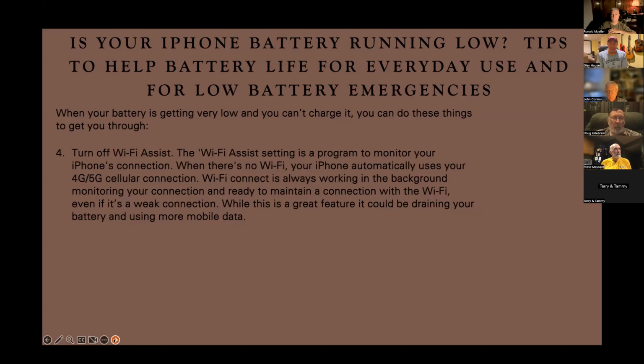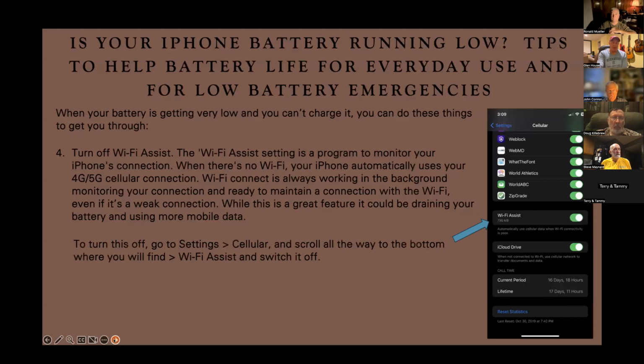So you can go in and turn this off. To do that, go into Settings, go to Cellular, and then scroll down. You can see Wi-Fi Assist there, and you just toggle that off. Again, if you're low on battery, that could help save some battery life for you.